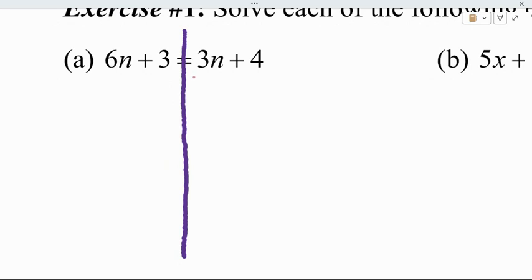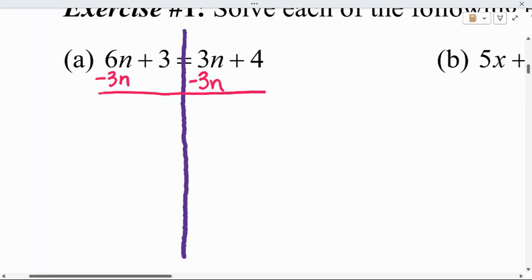Sure. Does it matter which one we move first? No, it doesn't. We're going to get the same answer either way. I like to deal with positive variable terms versus negative, so I always move the smaller variable term, but you don't have to. That's just how my brain likes it, okay?